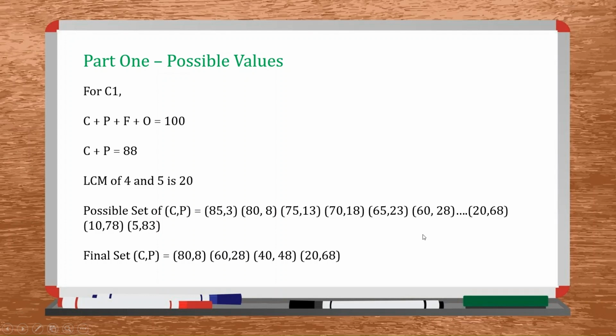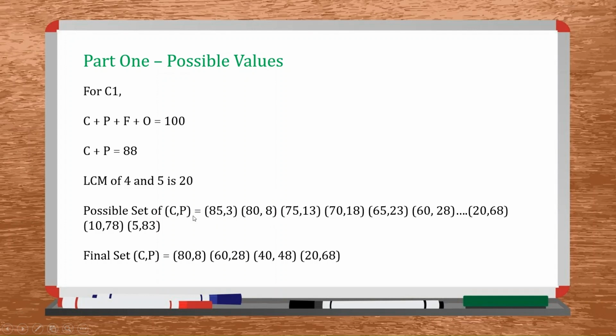Now, if you see all these results, you can identify a pattern here. For example, 80 and 8 is a legitimate possible value of C and P. Similarly, 60 and 28 is a legitimate possible value of C and P. The difference between 80 and 60 here is 20. Since 20 is the LCM of 4 and 5, we can conclude that after every 20, we'll get a legitimate possible value of C and P.